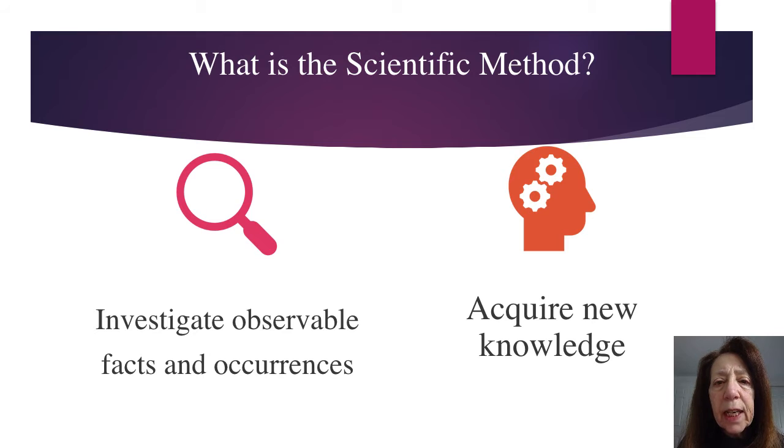So what exactly is the scientific method? Well, it's something that scientists came up with when they investigated observable facts and occurrences. Maybe something's new, something's different, and then they acquire new knowledge.